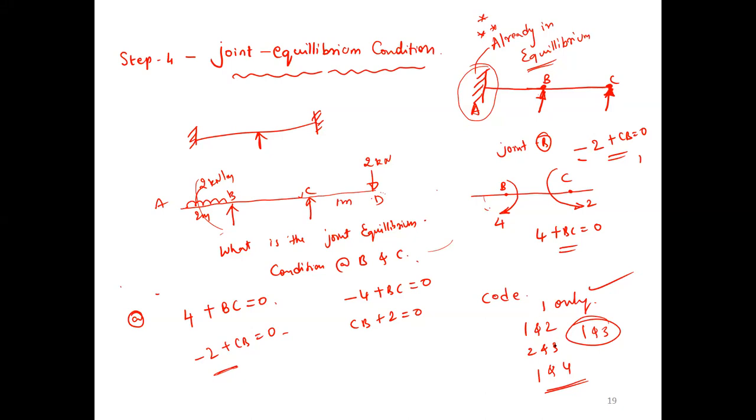Or in some cases, they will give none of the above. In that case, what will you do? You are going to 1 or 4? None of the above, sir. Why? Because I am asking for both B and C. In that case, you must go for none of the above. Don't go for 1. If I have given some answer that is wrong, then 1 only is right. Any doubts? This is a very, very important step, joint equilibrium condition. Any doubts?